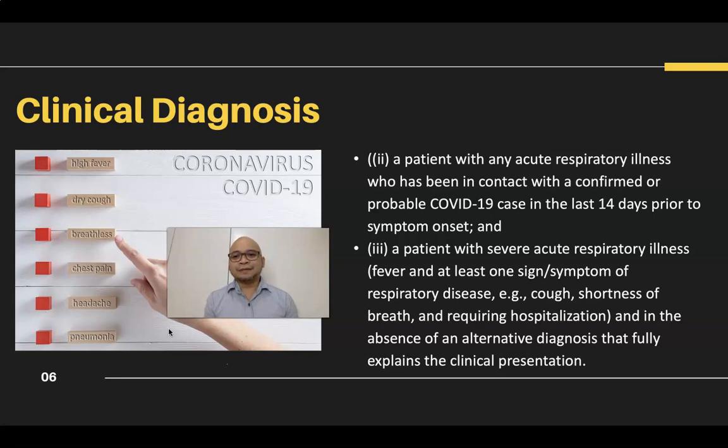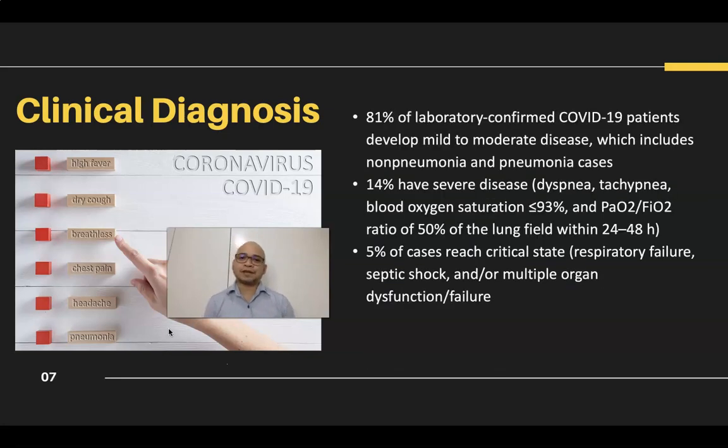So actually, laboratory test goes hand in hand with correlating with the clinical presentation of the patient. Okay, so here are some of the figures that you might want to ponder. For example, 81% of laboratory confirmed COVID-19 patients develop mild to moderate disease, which includes non-pneumonia and pneumonia cases. Okay? And then 14% have severe disease, as what I told you: dyspnea, difficulty in breathing, tachypnea, or blood oxygen saturation of less than 93%.